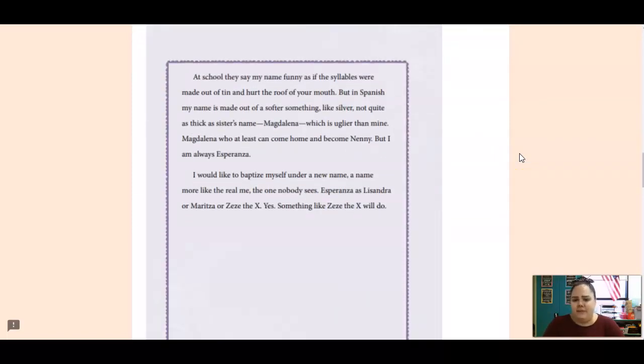At school, they say my name funny, as if the syllables were made out of tin and hurt the roof of your mouth. But in Spanish, my name is made of a softer something, like silver, not quite as thick as my sister's name, Magdalena, which is uglier than mine. Magdalena, who at least could come home and become Nenny, but I am always Esperanza. I would like to baptize myself under a new name, a name more like the real me, the one nobody sees. Esperanza as Lysandra or Maritza or Zizi the X. Yes, something like Zizi the X will do.